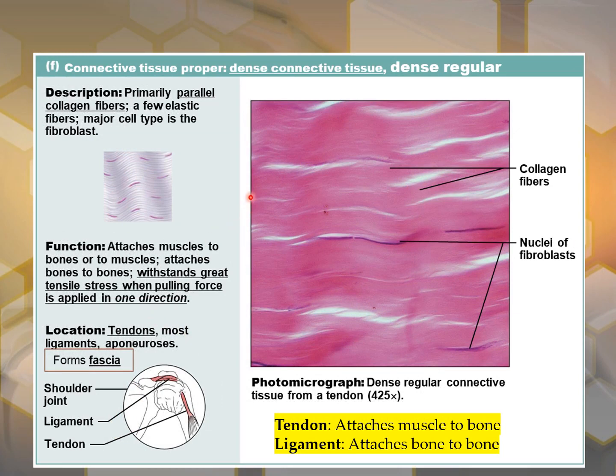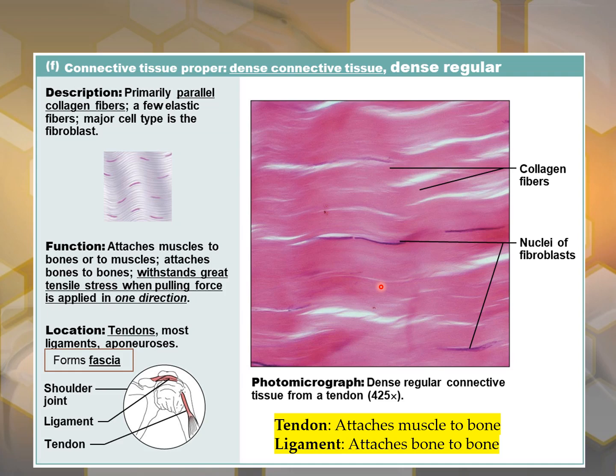So those were the loose connective tissues. Now we're going to talk about the dense connective tissue. So this is dense regular. So again, we have lots of fibers that are all jam-packed together, but they're all in parallel. So they're all going the same direction. Okay. We do see a few elastic fibers, and we do have our fibroblasts. So they're kind of elongated. Okay. So these guys are what make up tendons and ligaments.